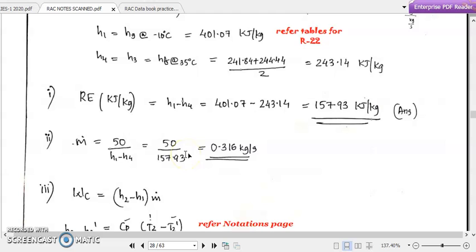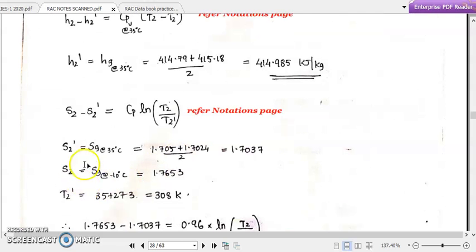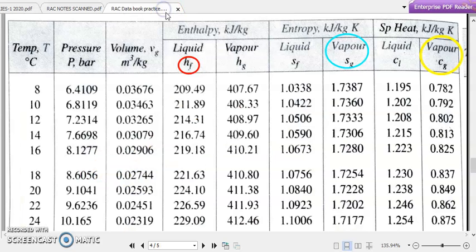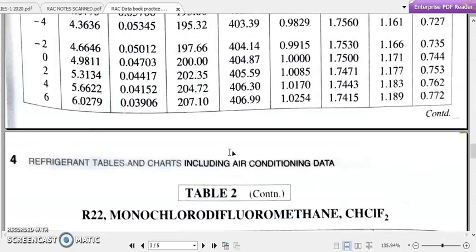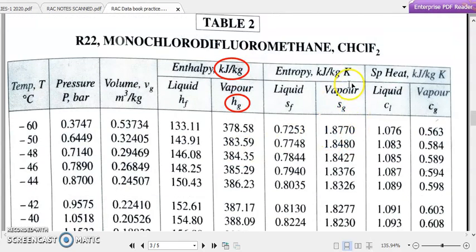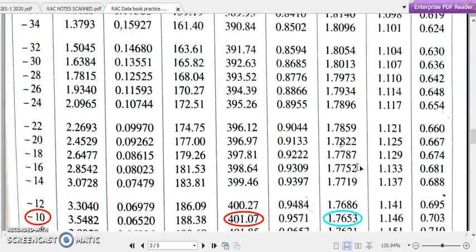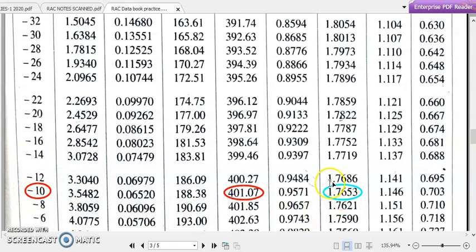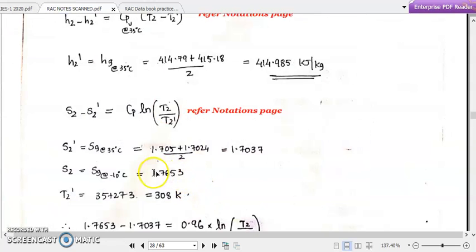So that is given over here. S2 will be equal to SG value at minus 10 degrees Celsius. So what is the SG value at minus 10 degrees Celsius? We can refer back to our data book. For the vapor state, the entropy value, SG value at minus 10 degrees Celsius, this blue colored region is the SG value, 1.7653, and we can note that down. S2 will be equal to 1.7653.